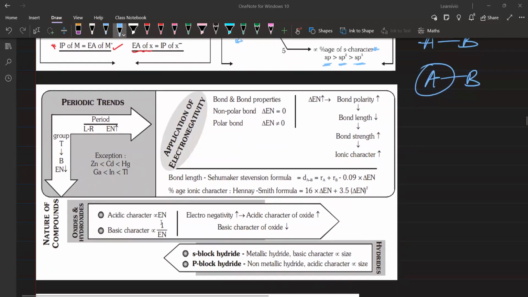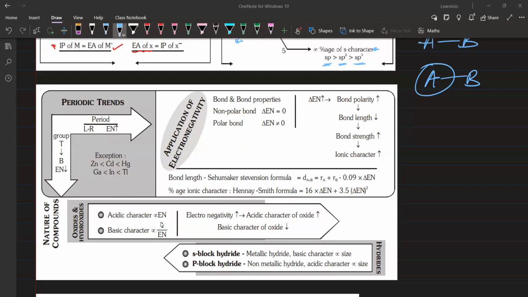Next, we have the periodic trends. In periodic trends, from top to bottom, the electronegativity decreases. Left to right, it increases. I hope you would remember this one. It's not very new for you. These are the exceptions: Zn, Cd, Hg. Hg is the most electronegative, then Cd, then Zn. And similarly, you have gallium, indium, and thallium.